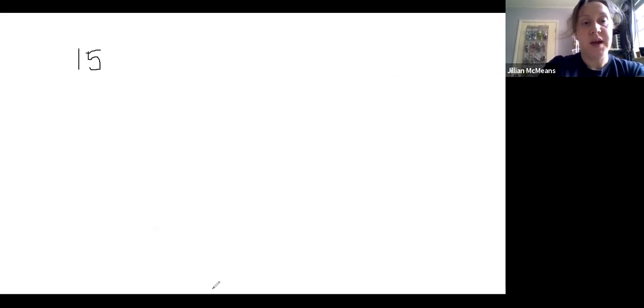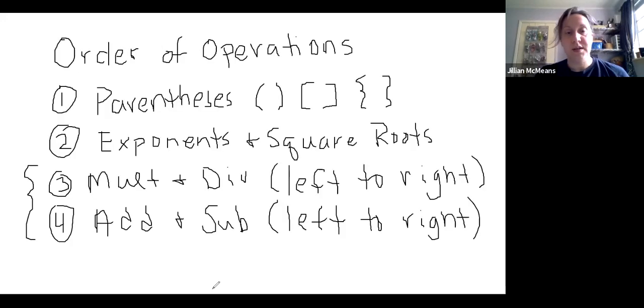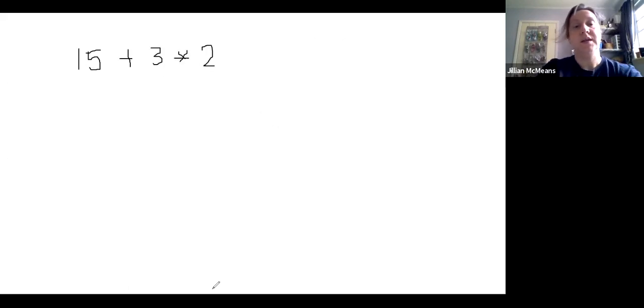So let's look at a few problems. We'll start really, really small, and then we'll build up some that are a bit more complicated. So let's say I have 15 plus 3 times 2, okay? So if we go back to the order of operations, the steps right here, we can see that we would take care of multiplication and division before we would take care of the addition and subtraction. So I need to take care of my multiplication and my division first, then I'll go back and add, okay?